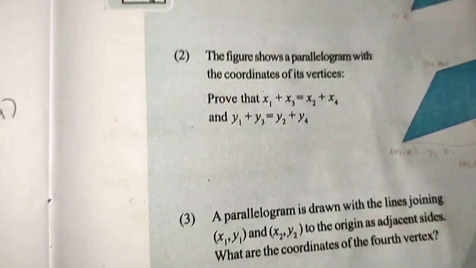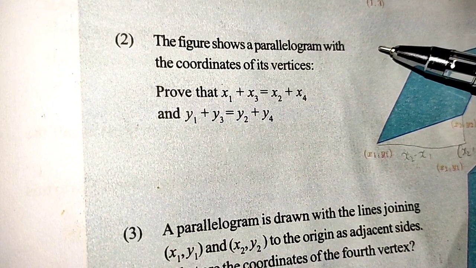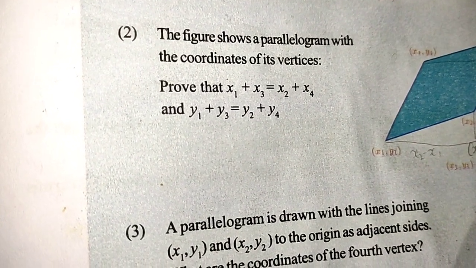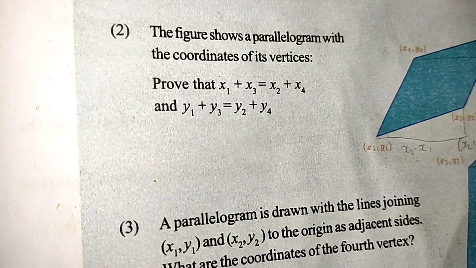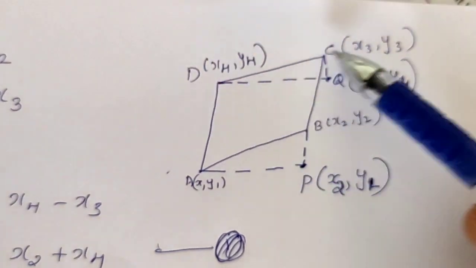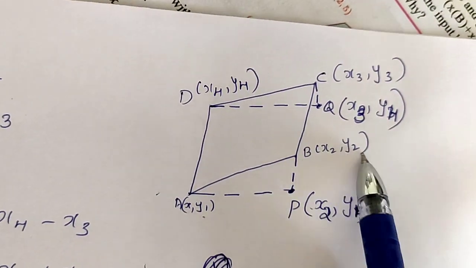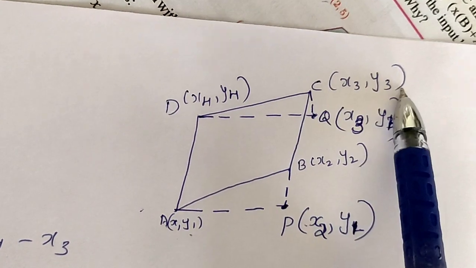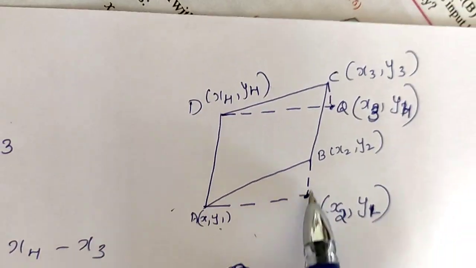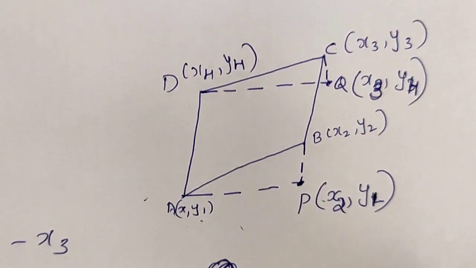Then the second question. The figure shows a parallelogram with the coordinates of its vertices. Prove that x1 plus x3 is equal to x2 plus x4 and y1 plus y3 is equal to y2 plus y4. So this is our figure. See, here we have A (x1, y1), B (x2, y2), C (x3, y3) and D (x4, y4). Okay, now we are going to draw triangles like this as we did in the last section.